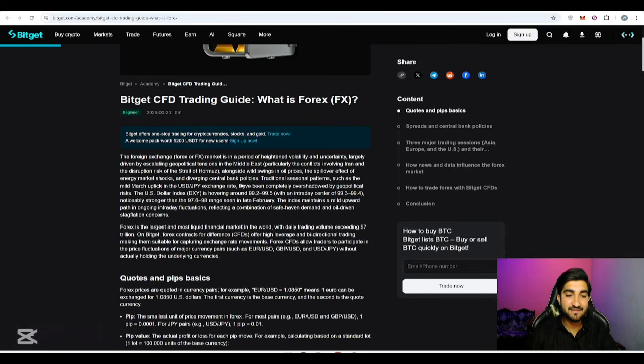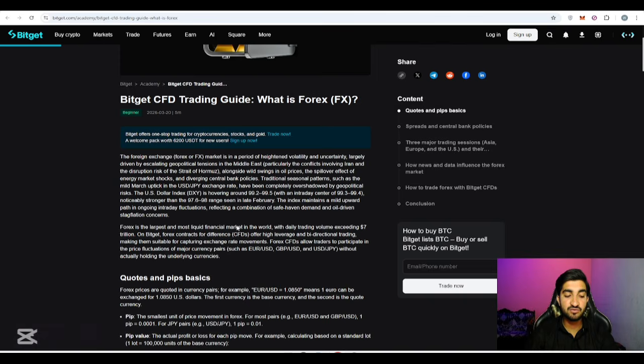Now we will discuss what CFD trading is. CFD stands for contract for differences. This means you don't actually own the currency. Instead, you are trading based on price movement on platforms like Bitget. You can go long, or buy, if you think the price will go up, or go short if you think the price will go down. Unlike traditional trading, this allows traders to profit from both rising and falling markets.